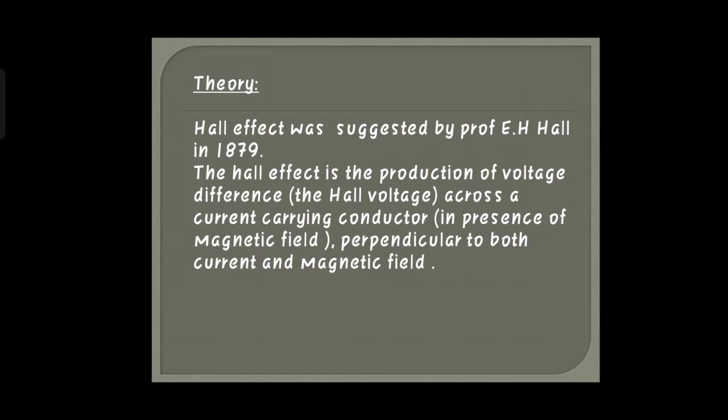Now let's look into the theory of the experiment. The Hall effect was discovered by Professor E. H. Hall in 1879, that is way before the discovery of the electron by J. J. Thomson in 1897. The Hall effect is the production of a voltage difference across a current carrying semiconductor which is placed in a magnetic field perpendicular to both current and magnetic field. The voltage produced is known as the Hall voltage.